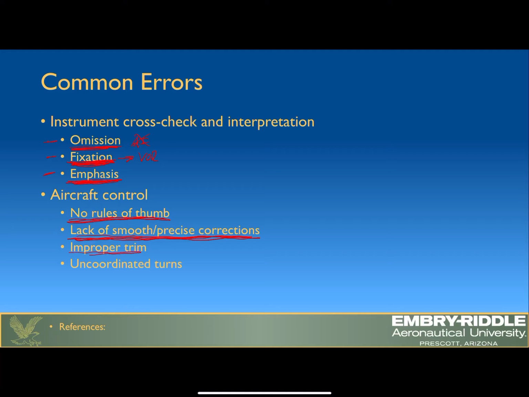Sometimes a lot of people won't use their trim, so they won't trim their aircraft. Remember, that is a part of instrument flying: you establish, you trim, you cross-check, you adjust. So the trim is now a part of the process. It's not kind of an extra bonus thing. It's a part of instrument flying. So make sure you're always using trim. And then last, a lot of people will make uncoordinated turns. And that will throw off some of your flight instruments. So always try to be establishing coordinated turns when instrument flying.